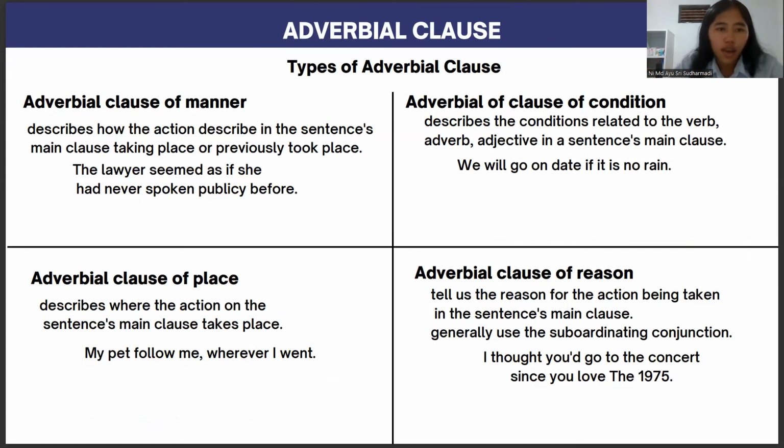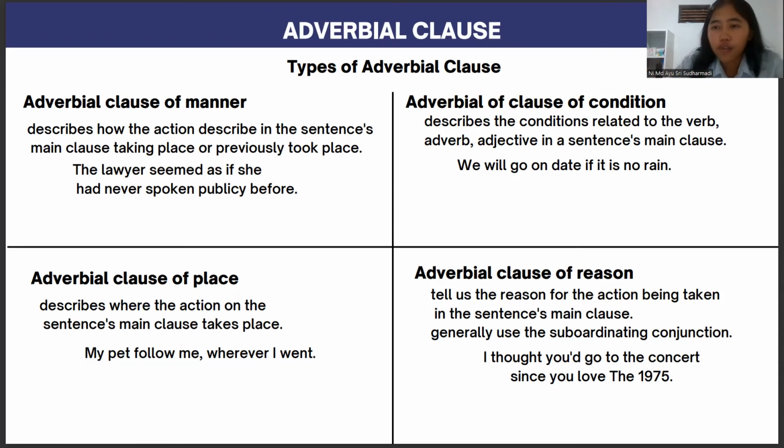Next, we have types of adverbial clause. For the first, adverbial clause of manner. This describes how the action described in the main clause is taking place or previously took place. For example, the lawyer seemed as if she had never spoken to police before. The next, adverbial clause of place. This describes where the action in the main clause takes place. For example, my pet followed me wherever I went.